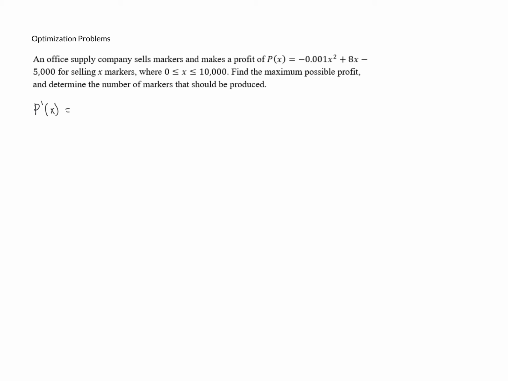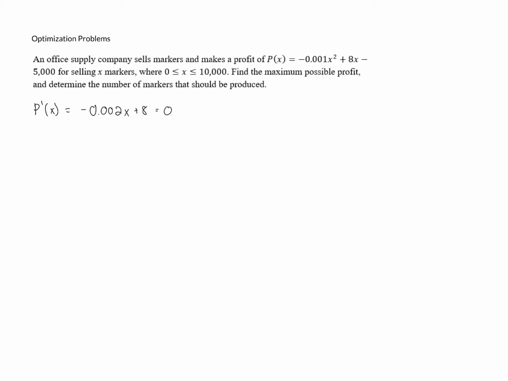So for our derivative, when we are differentiating the first term, the derivative of x squared is 2x. And if we multiply that by the leading coefficient, that's going to give us negative 0.002x. And then when we differentiate 8x, that's just going to be 8. So this is going to be plus 8. And the derivative of our constant term is 0. So the overall derivative is negative 0.002x plus 8.